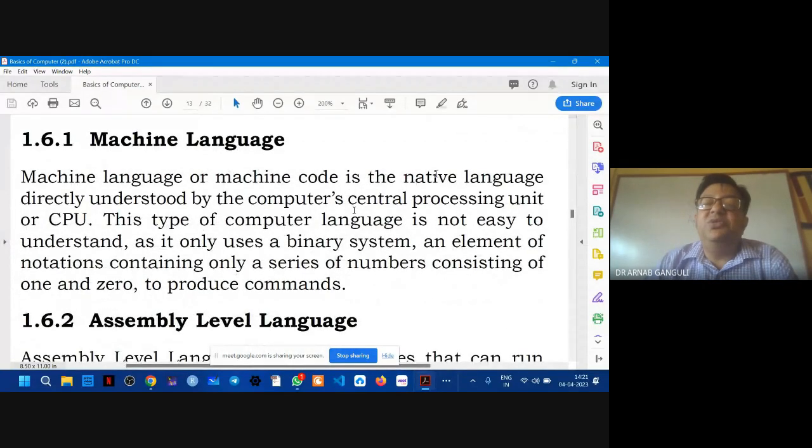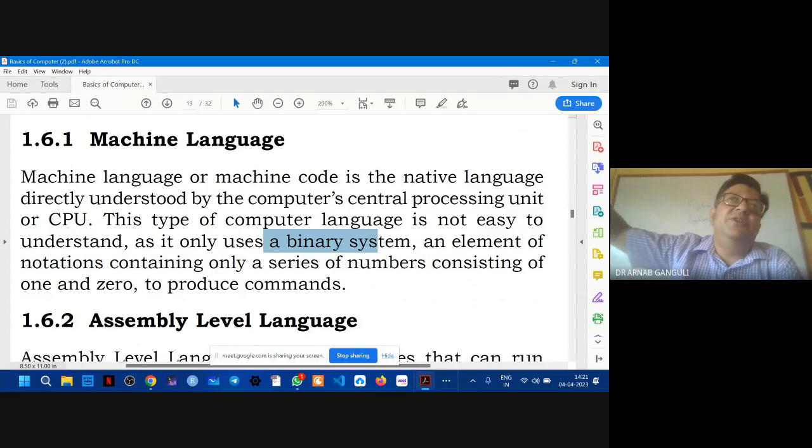Machine language or machine code is the native language directly understood by the central processing unit, or CPU. It uses a binary system: 0 1 0 1 0 1 0 1, different combinations of 0 and 1. It's like AND gate, NOR gate, AND gate, NOR gate. Basically, like in former times when the telegram used to go with dots and dashes. So 0 1 0 1 are basically minor electrical impulses.